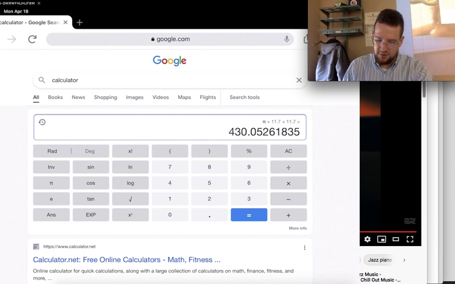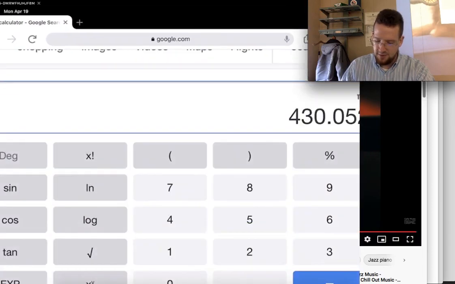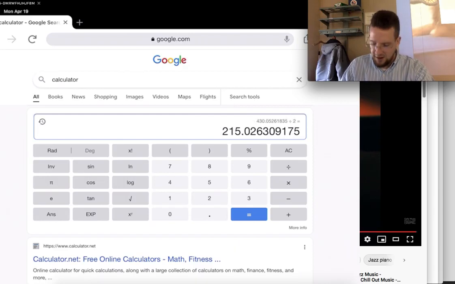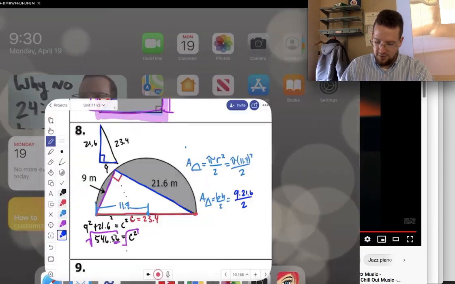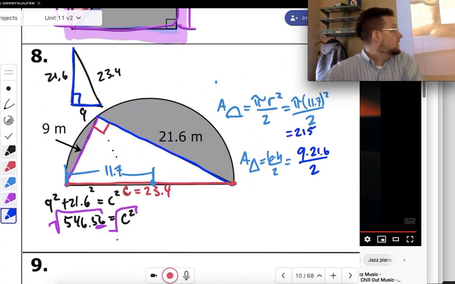And then this looks like it's just going to be 430.05. Oh wait, it's half a circle. It's a semicircle, so divide by 2. 215.0, right? That's just a flat 215. This looks like it's coming out to 215.03. I'm taking hundredths. That's what we were told.